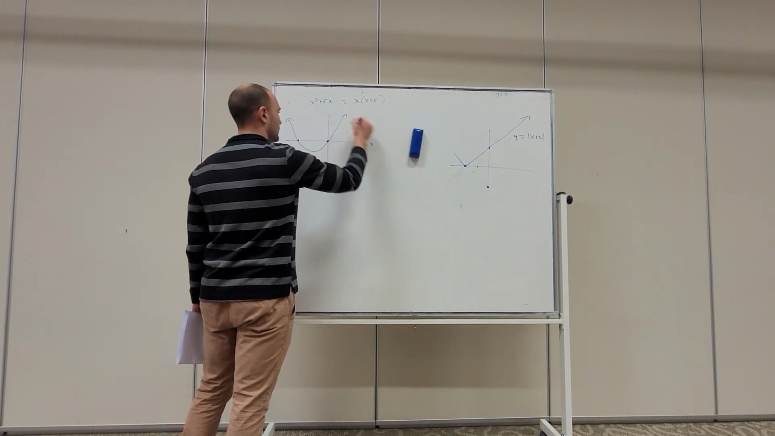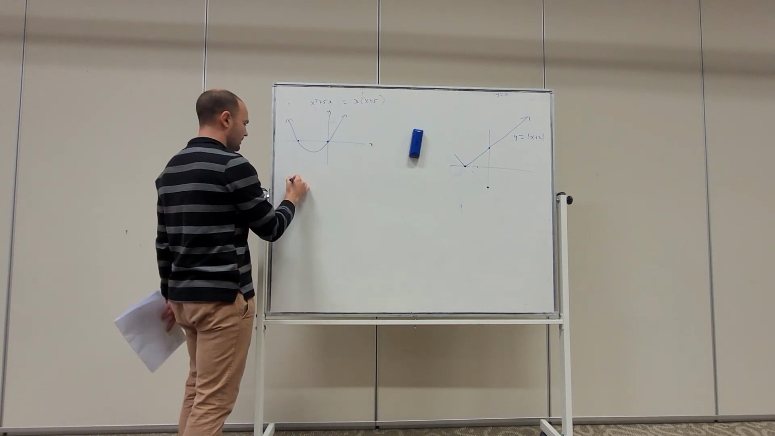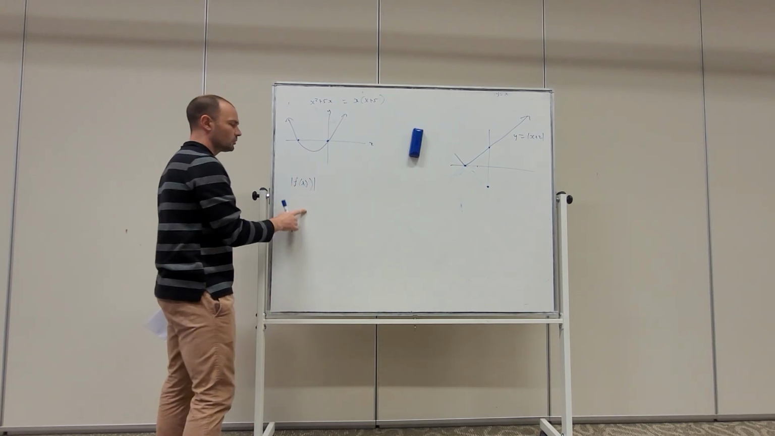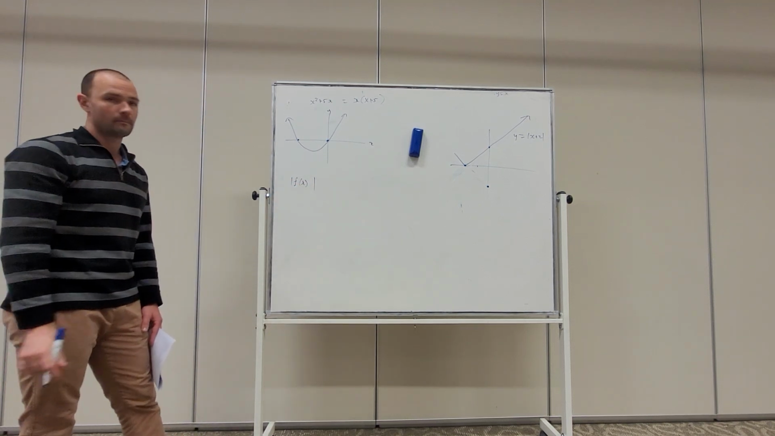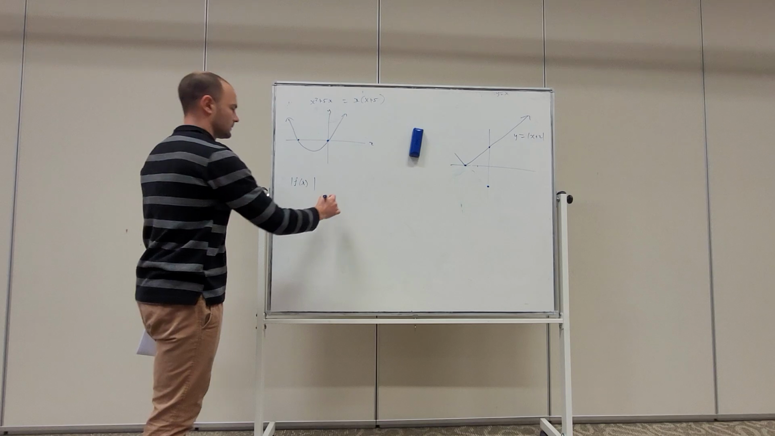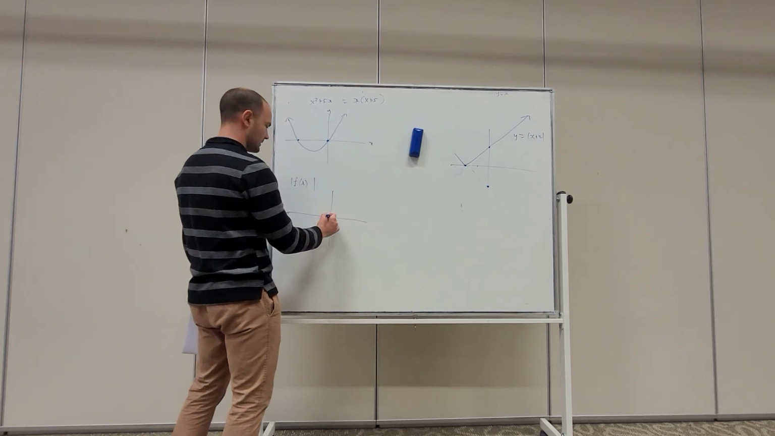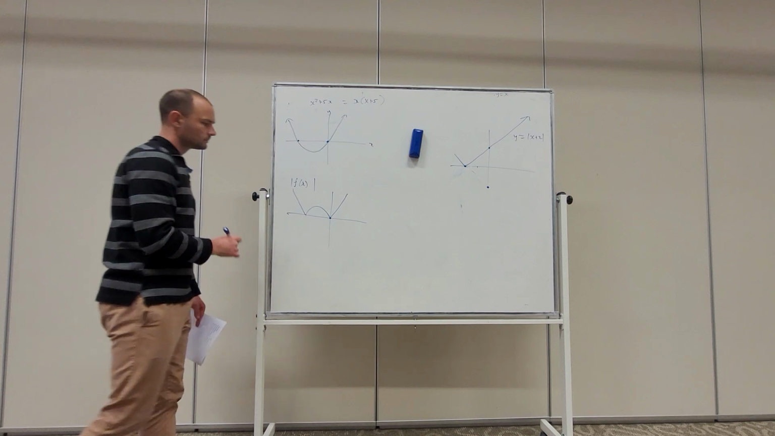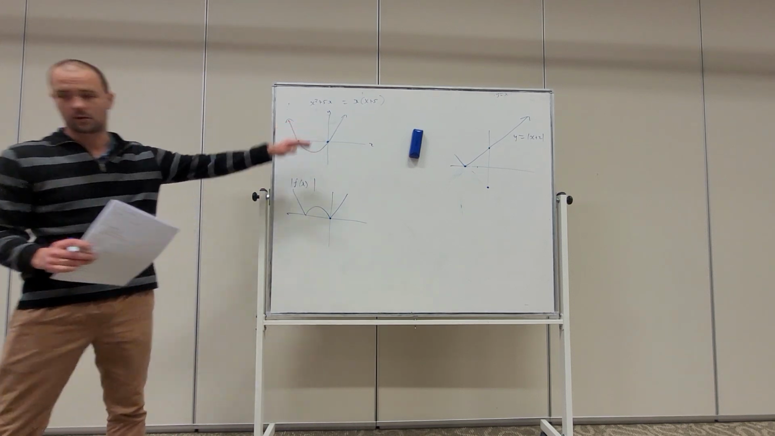Now, if we're going to do the modulus of f of x, this one's very easy to do. All we're doing is making every negative y value positive. So what that means, it's going to look like this. You just make that component positive.